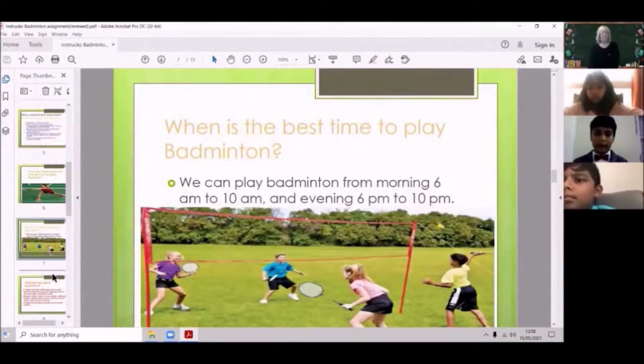When is the best time to play badminton? You can play badminton from morning 6 a.m. to 10 a.m. and evening 6 p.m. to 10 p.m.